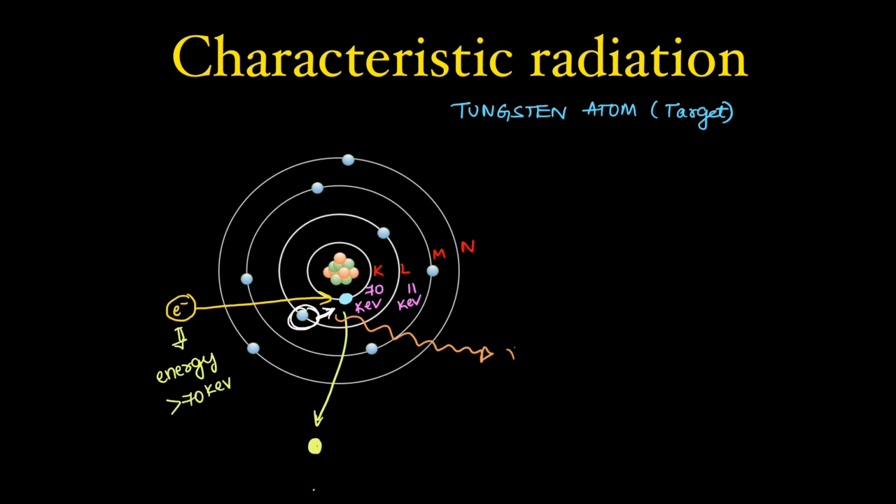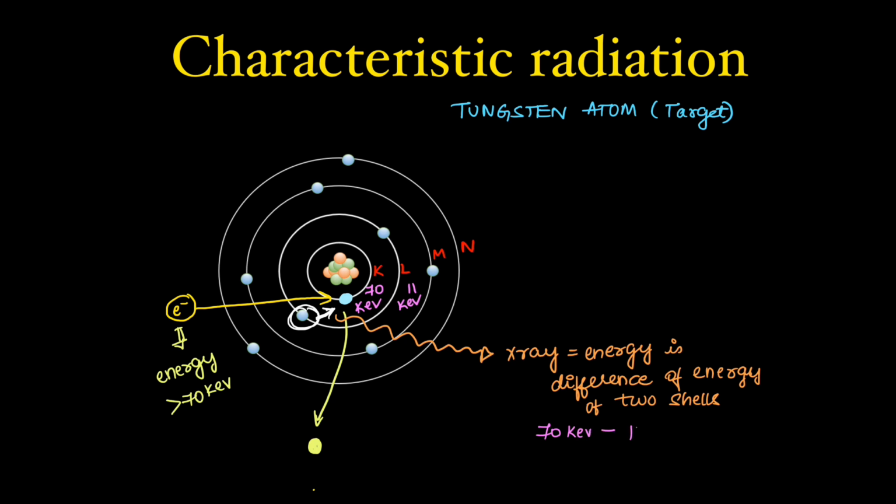Then the higher energy level electron jumps to lower energy level by releasing X-ray, which has an energy which is a difference of energy level between K and L shell. So what is the difference between K and L shell? 70 minus 11, that is 59 kiloelectron volt. So the X-ray photon which is released when electron jumps down will have an energy of 59 kiloelectron volt, and this 59 is characteristic number for tungsten atom.